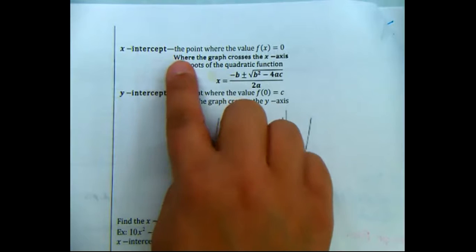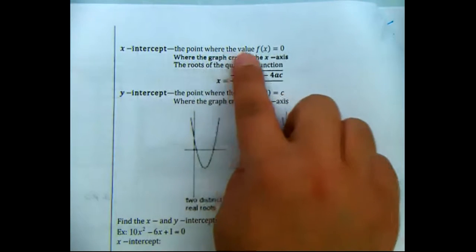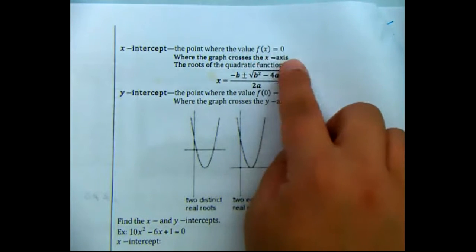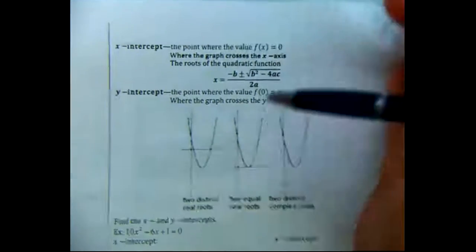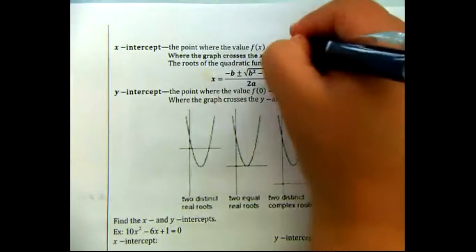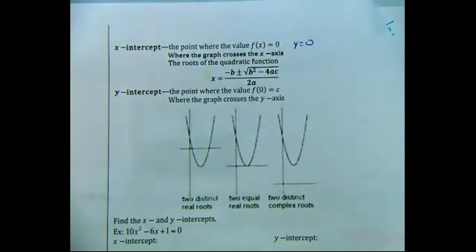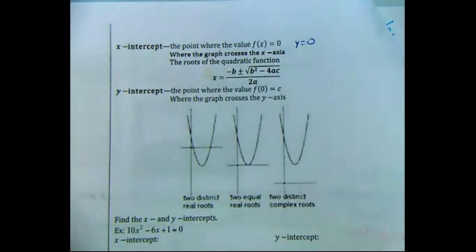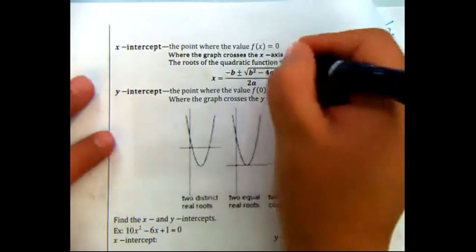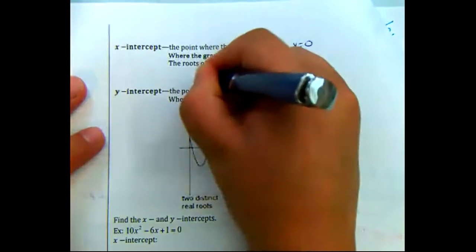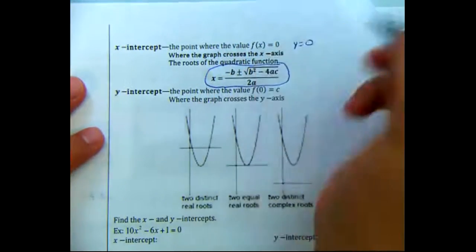Okay, so our x-intercepts are the points where the value of f of x equals 0. So our y equals 0 here, where the graph crosses the x-axis. And we're not going to focus on any other type of solving, because I know we spent an entire chapter on solving quadratics last year. We're just going to focus on our quadratic formula here. Okay. That's going to be our focus.